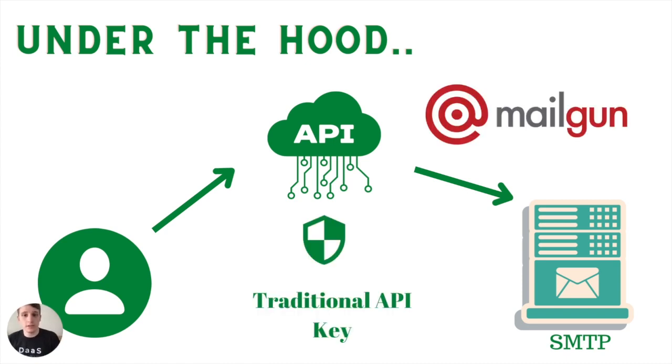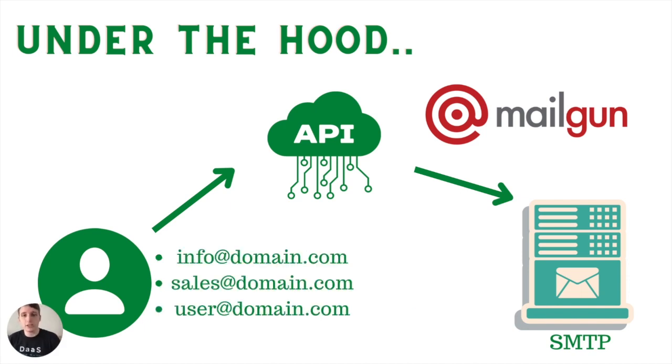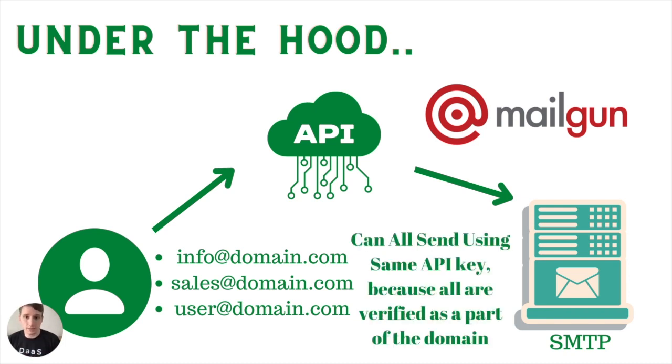Now, with MailGun, they use a traditional API key. It's just a string. They require two-factor authentication when you log in, but the token is never going to change. It's always going to be the same for that account. And every user that wants to send from that MailGun account will use that same API key because all of these users are verified as a domain. So info, sales, user, all three of these users are verified as the same domain, and so they all can use the same API key.